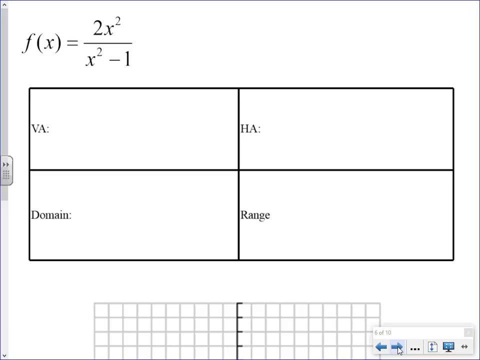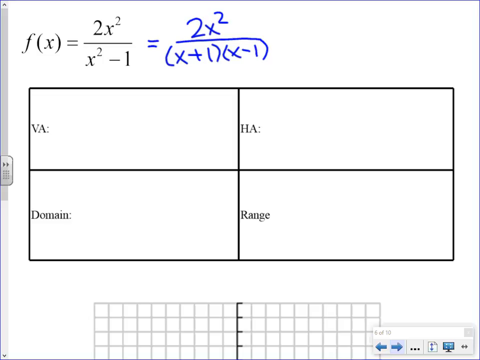2x squared over x squared minus 1. It is a fraction, so therefore it is a rational function. Can we do any sort of factoring? In the numerator? No, we only have one term. In the denominator? Yes. That is your first step. Factor. And then see if you can simplify. Can we simplify? We cannot. But this factoring helps us identify our asymptotes.